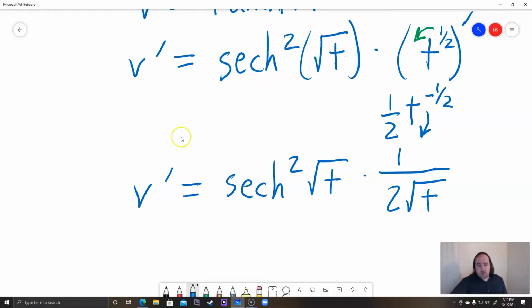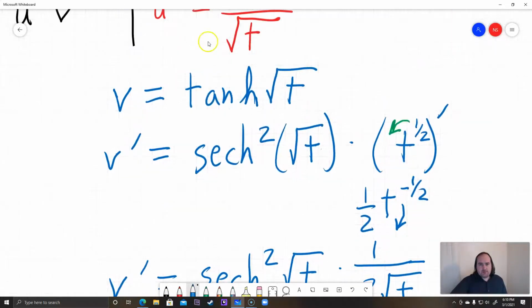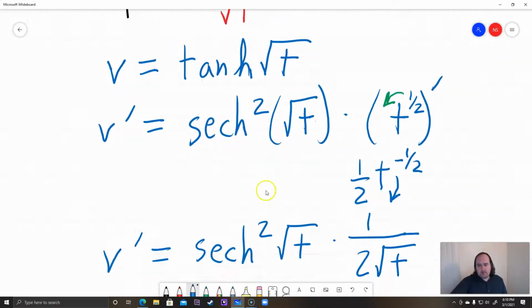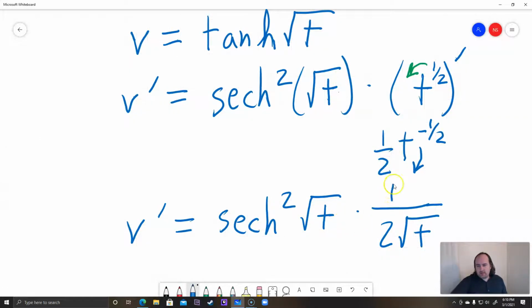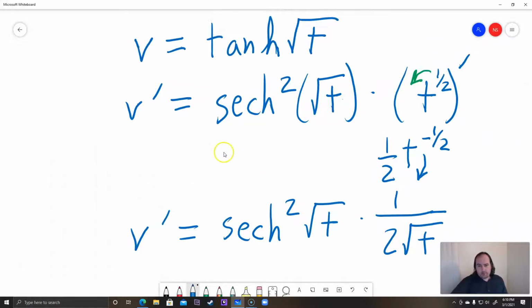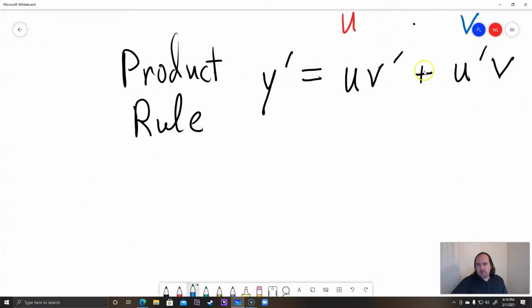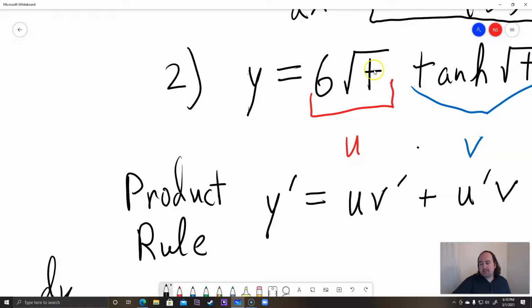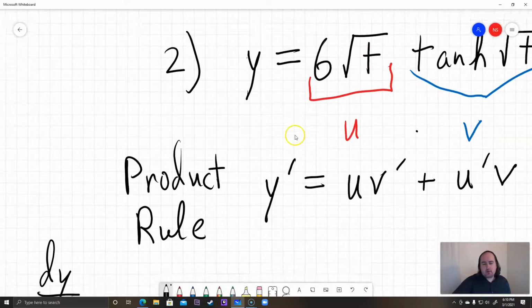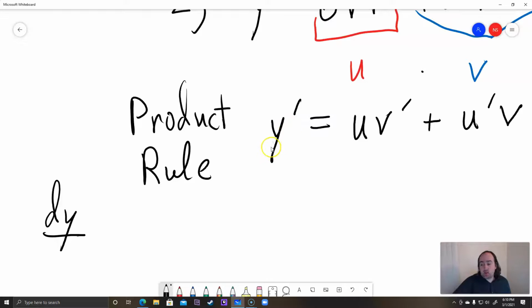So this is a long problem. We just calculated u prime, which was 3 over root t, and v prime, which is sech squared of root t times 1 over 2 root t. Now, we still have to plug all this into the product rule. Okay, so in the product rule, we have y prime equals uv prime plus u prime v. So y prime here is going to be dy dt, because remember in this problem, our original variable was t. That's our independent variable. So y prime is going to be the same as dy dt.